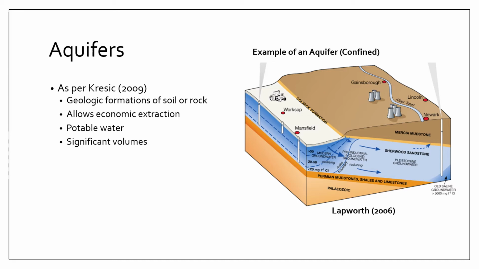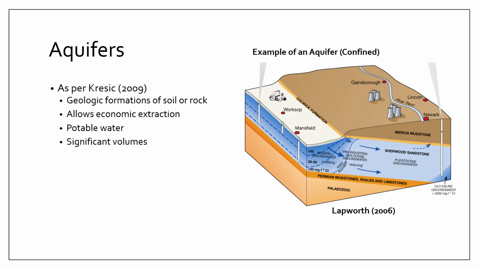Now you will realize that the definition of aquifers is quite similar to the definition of ore minerals in the sense that it is a relative definition. Okay, so we peg the definition of aquifers to the economics of it. So any water that can be economically extracted and is potable and significant in volume is technically an aquifer, right? And you can see an example here showing a block diagram of an aquifer.